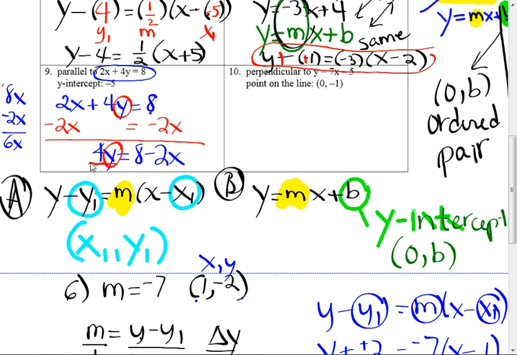Divided by what? I want this to be a 1. What'd you say? 4. If I divide by 8 here, I'm not going to get 1. I want 1 there. You guys learned all this last year. Divide by 4. Divide by 4.